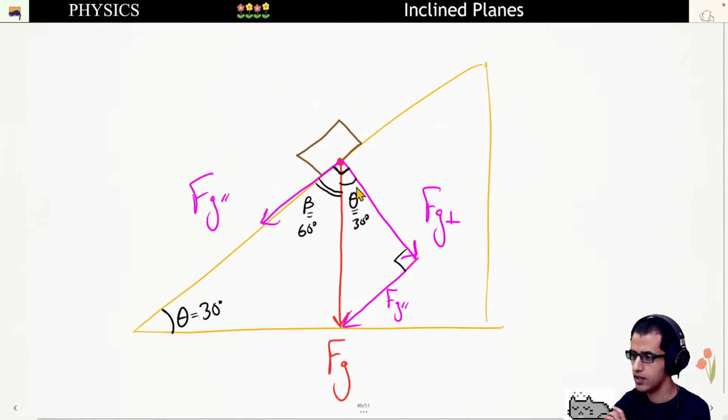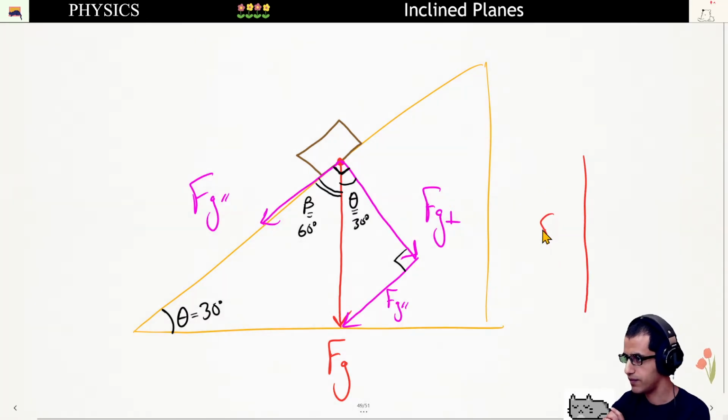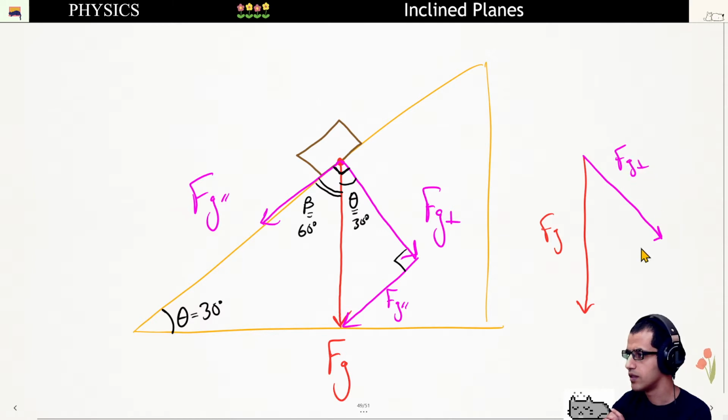Now that we have our right triangle with known angle, we can solve for the different sides of this triangle, given that we know what the force of gravity is. So I can maybe redraw this triangle here. So we have this hypotenuse is the force of gravity. And then we have FG perpendicular here. We have FG parallel here.